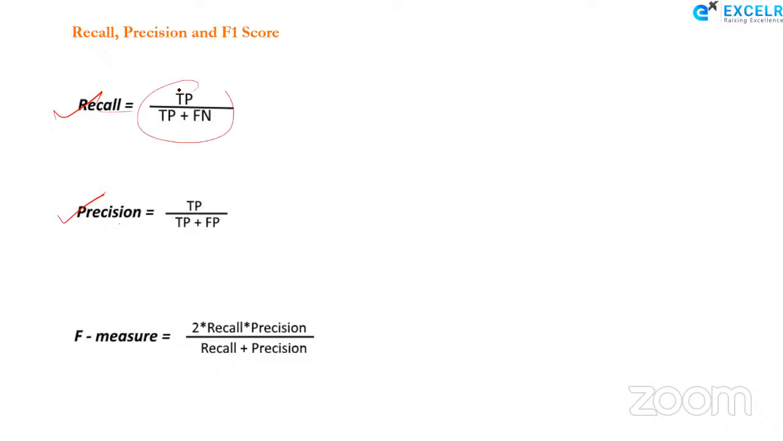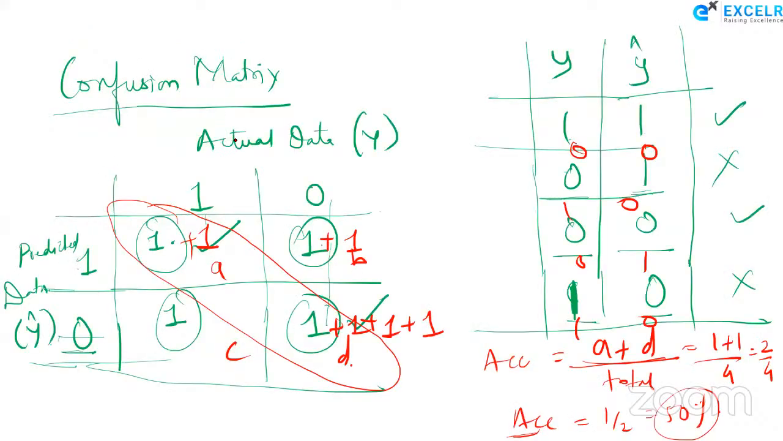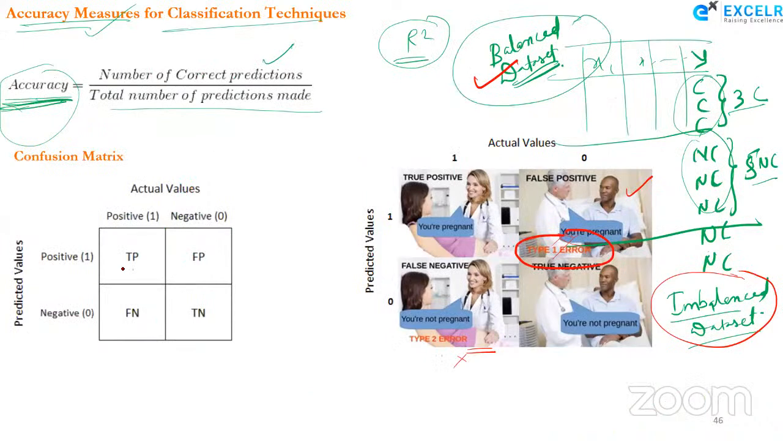Recall is nothing but TP divided by TP plus FN. So I'm talking about this particular thing. Out of the actual positives, how many was my model able to accurately predict as being positive? Or out of the actual ones, how many did my model correctly predict as ones? So that is a measure of the same. TP divided by TP plus FN.